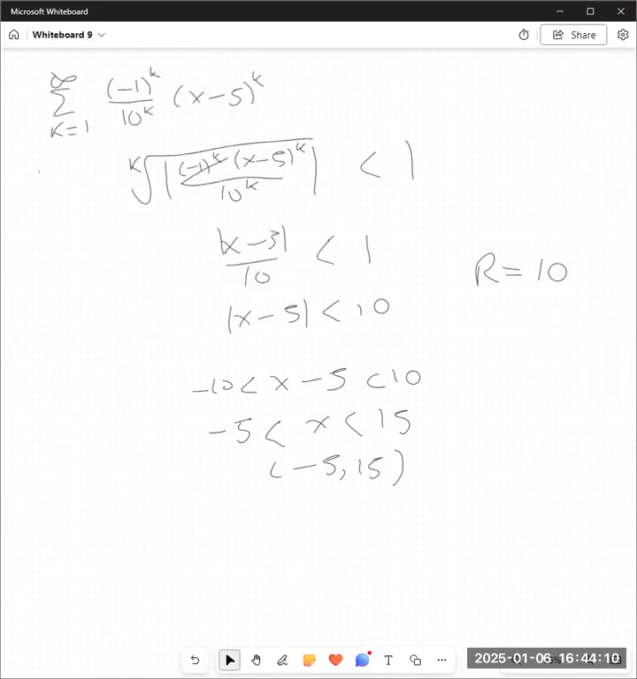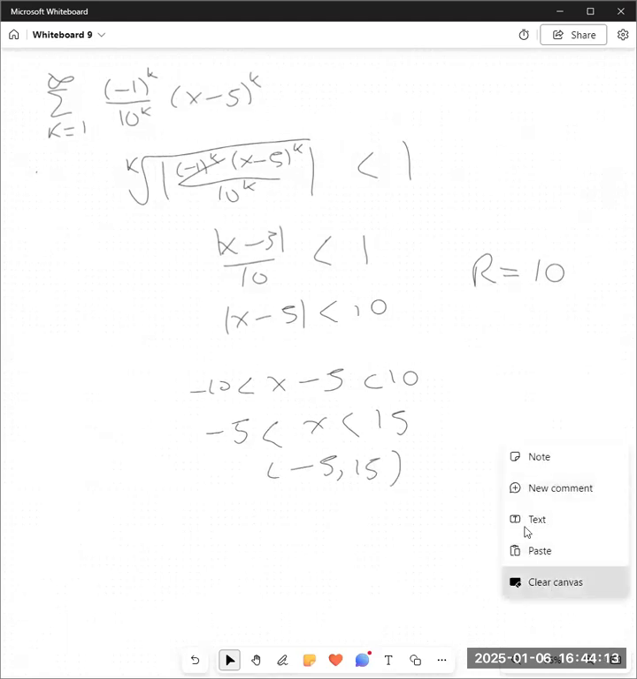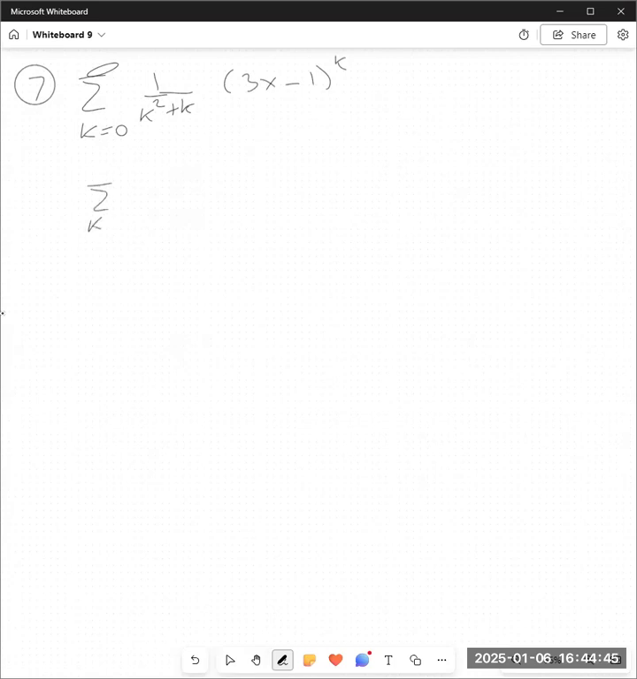Let's move forward to number 7. K equals 0 to infinity of 1 over k squared plus k, times (3x minus 1)^k. So I'm just going to do this, so it'll help later.